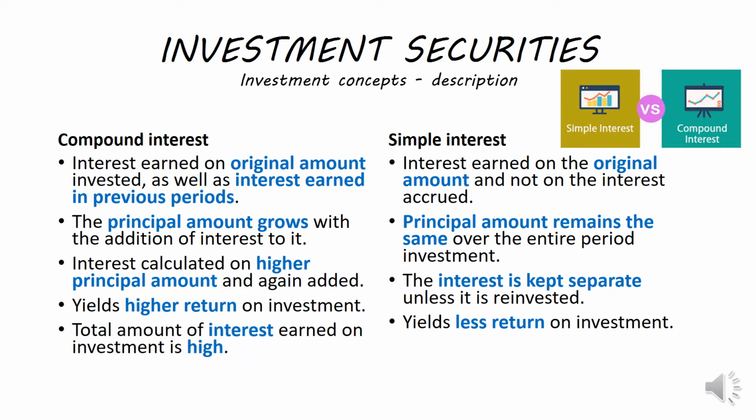All right, so the total amount of interest earned at the end of the investment period, if you look at all the interest that you earned over the investment period, with compound interest it is always going to be higher than the simple interest. Okay, with simple interest, the amount is always going to be lower than compound interest.